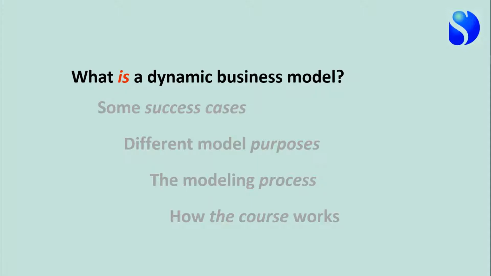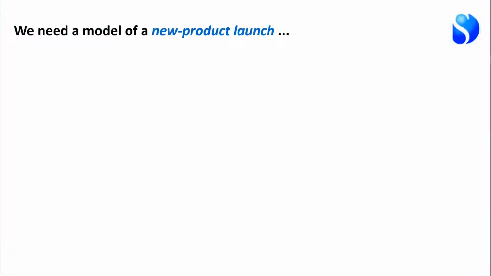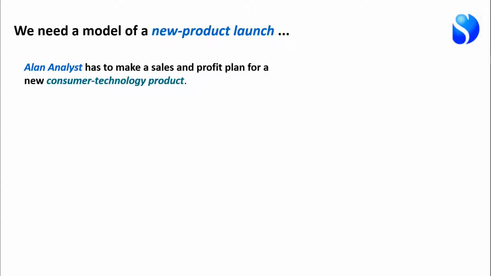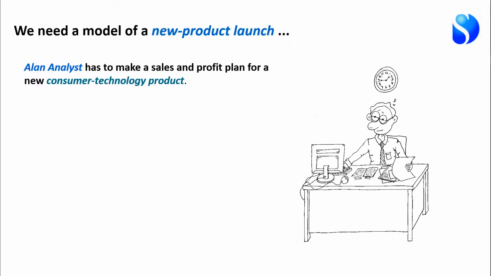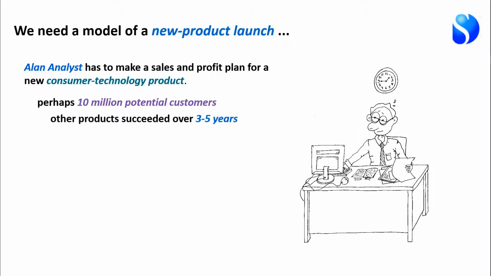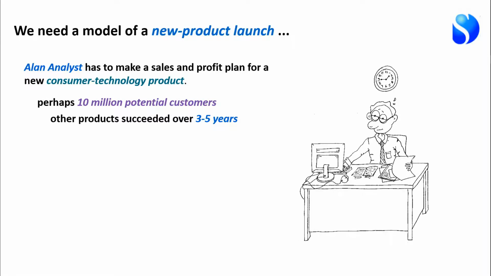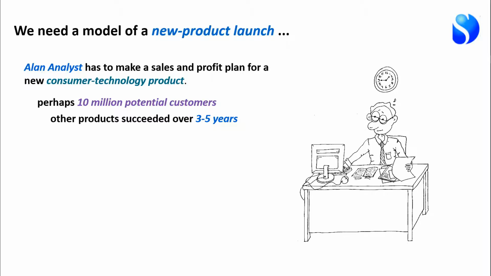So let's get stuck into an example of what a dynamic business model actually looks like. We're looking at a company that wants to model the launch of a new product. And we're looking at this from the point of view of an analyst who's got to make the sales and profit plan. And the company has done this kind of thing before and estimates that there could be some 10 million potential customers for the product.